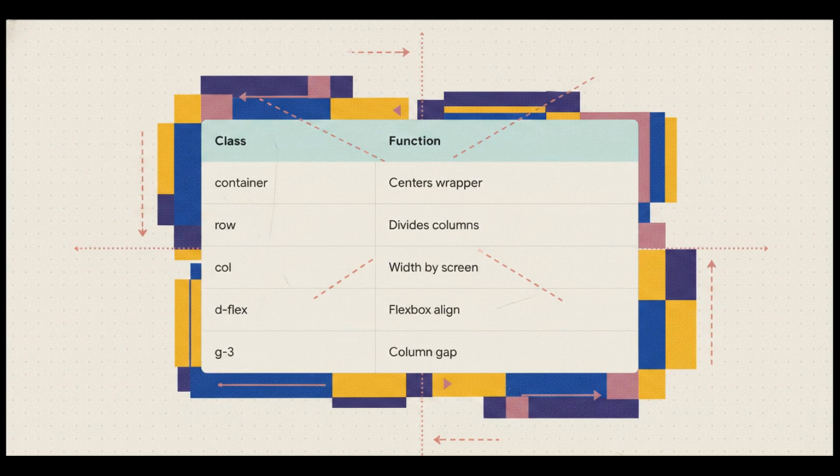Need perfect alignment? Just add the d-flex class to unlock the power of Flexbox. Want some breathing room between those columns? Throw in a gap class like g-3.